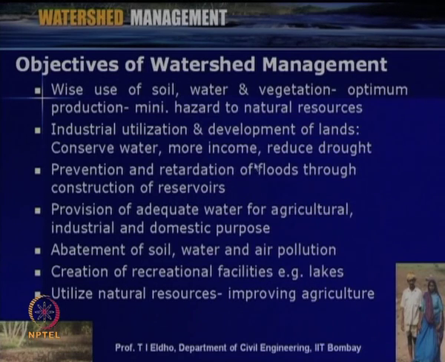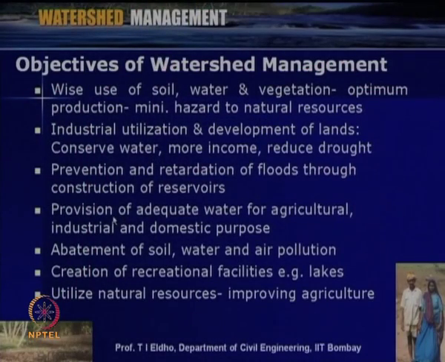So, as I mentioned, flooding can be a big problem for many watersheds. So, we can have various management practices like construction of check dams, construction of levees, etc., so that we can reduce the flooding problem for the considered watershed. Then the fourth objective can be provision of adequate water for agricultural, industrial and domestic purposes. As far as the total utilization of water in the watershed is concerned, there are various uses like domestic use, agricultural use, industrial use, etc. So, we have to see the optimum utilization of the available water resource. So, that can be another objective.